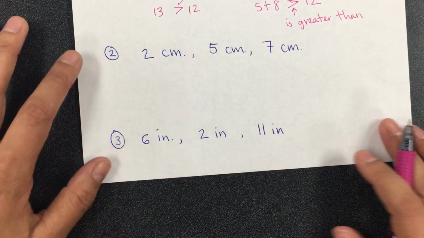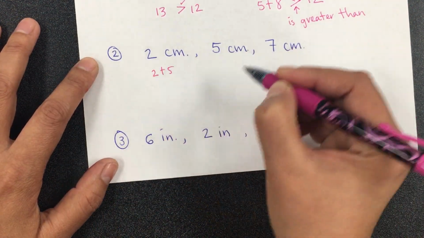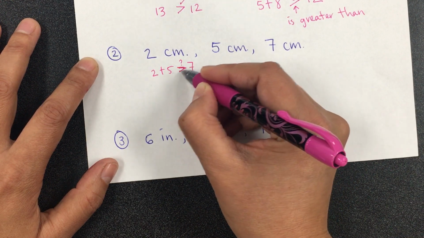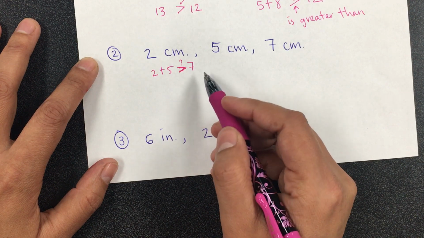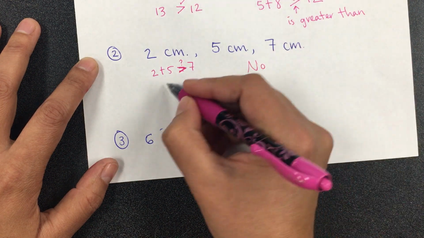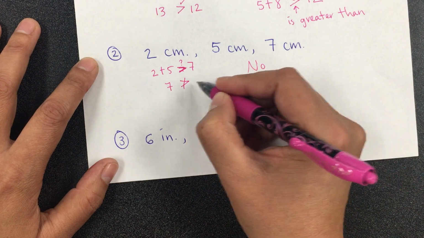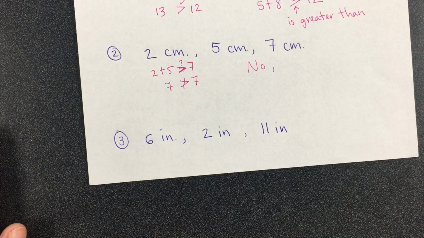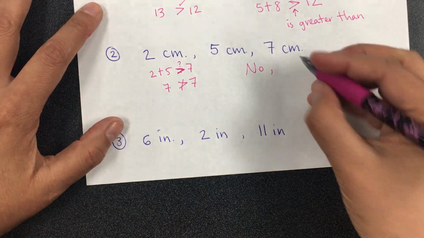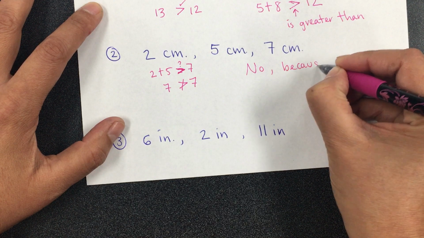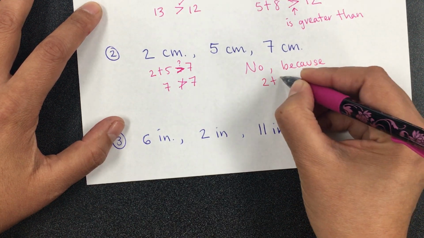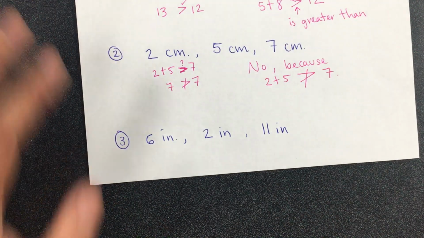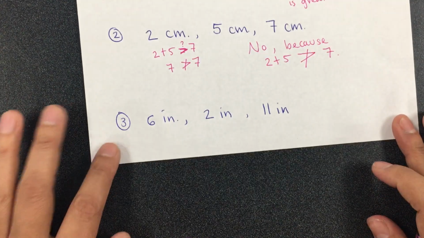The next one, is 2 plus 5 greater than 7? No. 7 is not greater than 7. It's equal. So we can say, again using just a mathematical sentence or words, no, because 2 plus 5 is not greater than 7. And you can just write the words that I used.